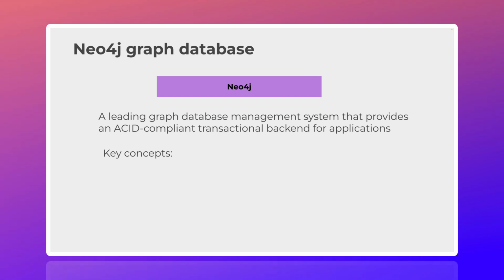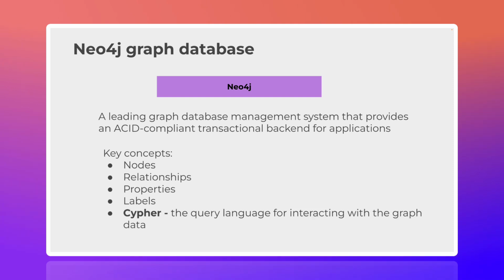Now, here are some key concepts. Of course, there are nodes, relationships, properties, labels, and most importantly, we have Cypher, which is the query language used to interact with the graph data. And we'll see all of that. So what we'll do next is set up Neo4j so that we can start interacting with it. Hopefully we start seeing some amazing things happen with our data.